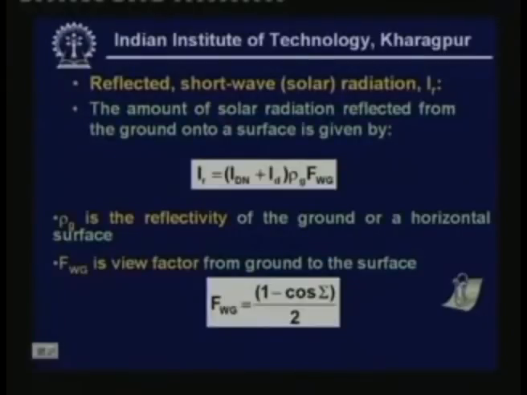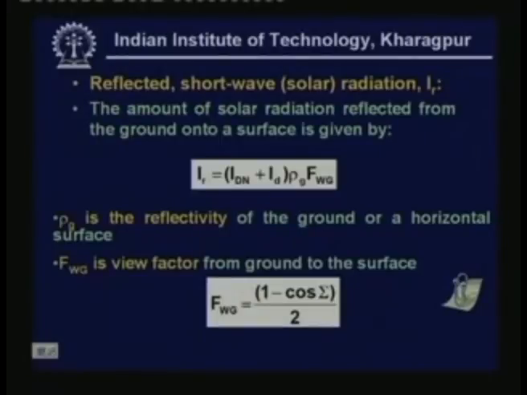If the surface does not receive any of the reflected radiation, then its view factor is 0. If it receives all the radiation, then its view factor is 1, right. And it can be easily shown that Fwz is equal to (1 minus cos sigma) by 2, where sigma is equal to the tilt angle, as you know, and for a horizontal surface facing upwards sigma is equal to 0. So sigma is 0 means your view factor is 0, whereas for a vertical surface sigma is equal to 90 degrees, that means view factor is 0.5.